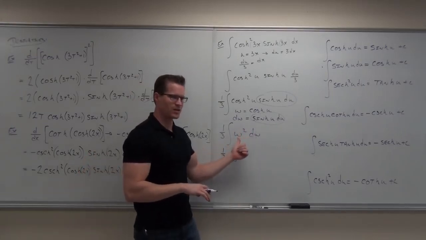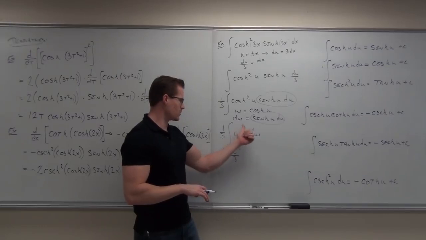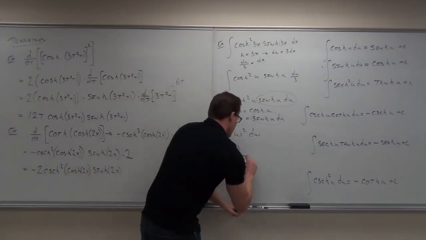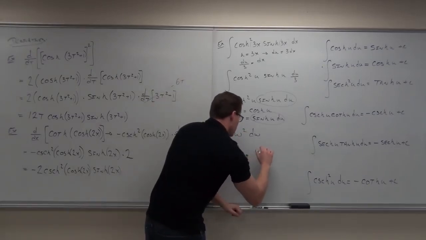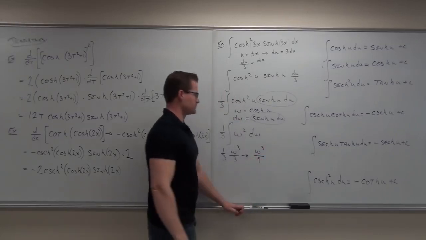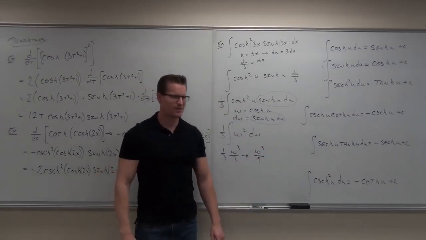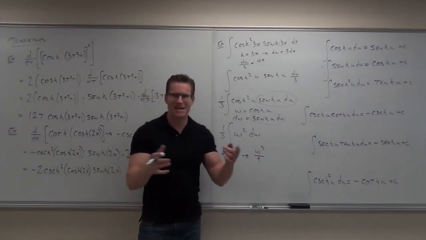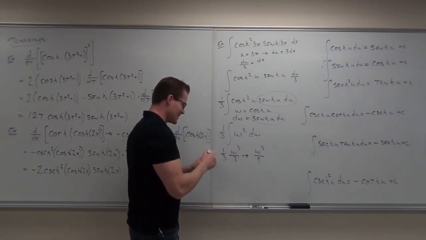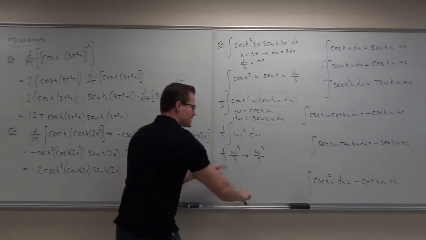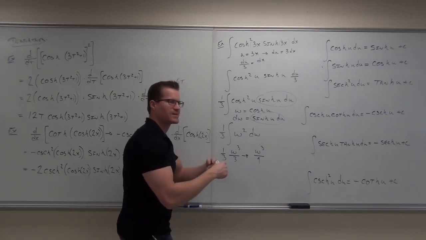Add 1 to the exponent and divide by the new exponent. So w to the third over 3. That means we get w to the third over 9. And then we leave it like that? No. So here's the deal. We've got w cubed over 9. What is our w?